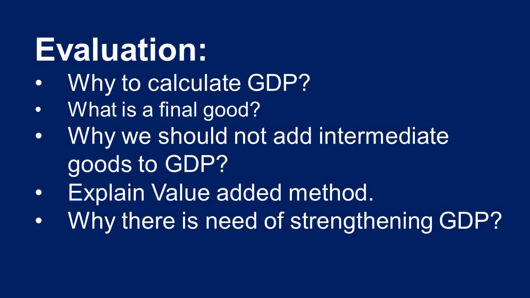See the evaluation. Why calculate GDP? What is a final good? Why we should not add intermediate goods?